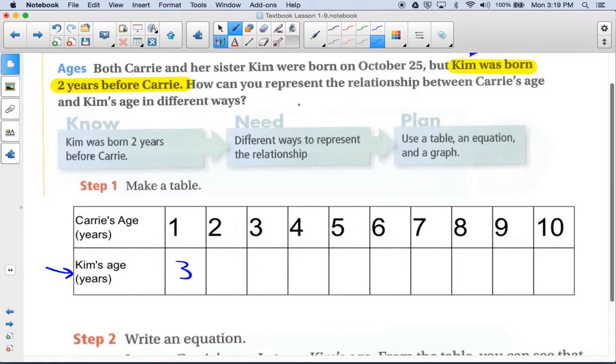She must have been 3. When Carrie was 2, Kim was 2 years older than her. She was 4. When Carrie was 3, Kim was 2 years older than her. She was 5. And you may see where this is headed. Carrie was 4. That means her sister Kim was 2 years older. She was 6. And you may be able to infer that this is going to keep going in this way, such that when Carrie was 10, Kim was 2 years older, she's 12. So we've filled in the table.